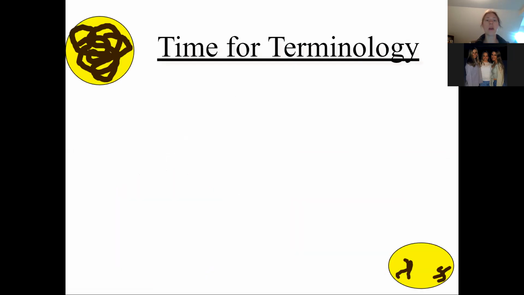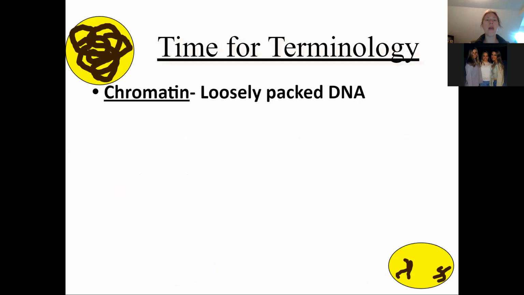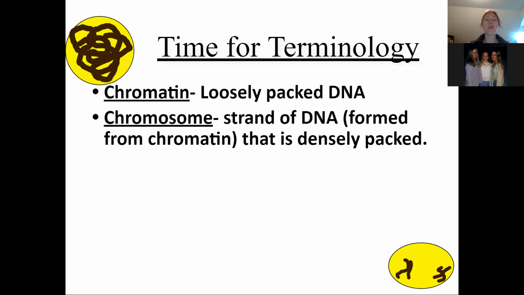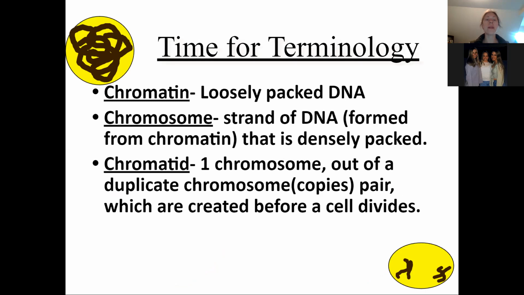But I just wanted to give you an overview of that and then bring up a few terms that I'm going to use so that you're familiar with what I mean when I use these terms. So chromatin is that loosely packed DNA that we're going to see during interphase. Chromosomes is that condensed or packed down DNA that we're going to see during mitosis and the stages of mitosis. Chromatid is a single chromosome.